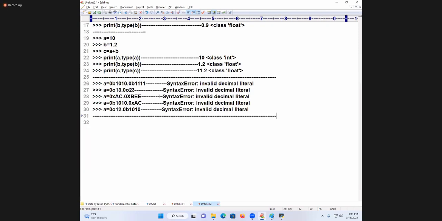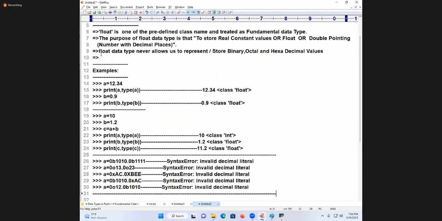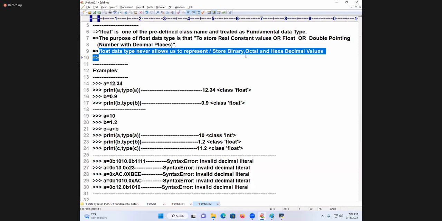Because I will execute every statement you write in the system. Because the system will execute, all errors will come. Errors means wrong or right? Wrong. Wrong means how many marks? Hence, theorem proved that student is fail. So, coming back to the point, float data type never allows us to represent or store binary, octal, and hexadecimal values.